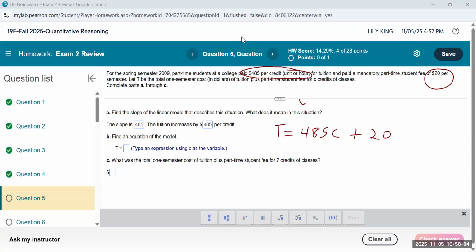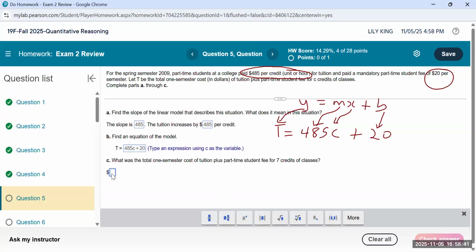A linear model is y equals mx plus b. Your y is the tuition, which is the dependent variable. The slope is the 485, how the tuition is changing with respect to the number of credit hours. X is your independent variable, which is the credit. And your b is the starting value or the flat fee. So we have t equals 485c plus 20.